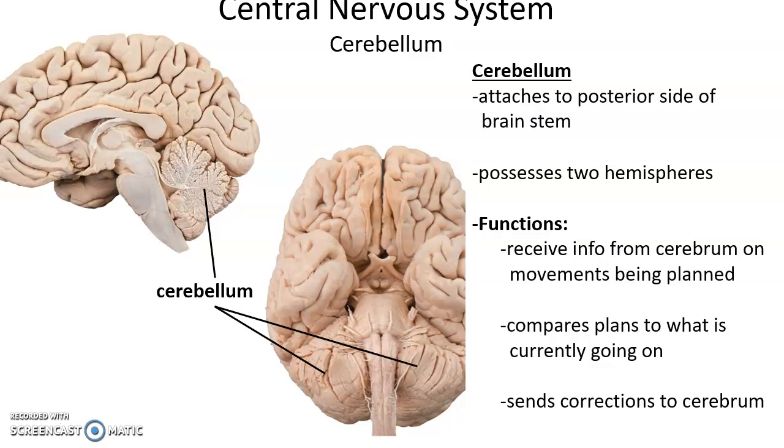Then the cerebellum compares what is actually happening with the movement to what the cerebrum wanted. And then, if there's a discrepancy, the cerebellum adjusts, makes corrections, so that what it is we want to do is what we actually do. So the cerebellum makes sure that the movements that we are doing match what it was the cerebrum wanted us to do.